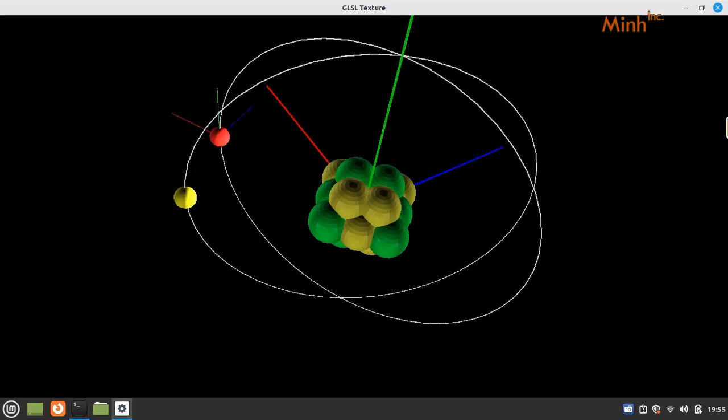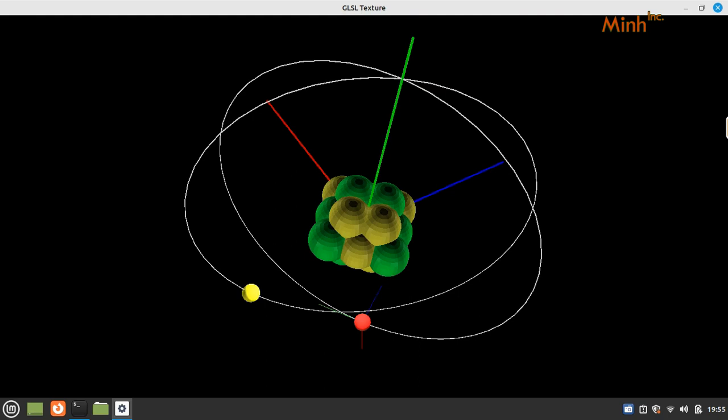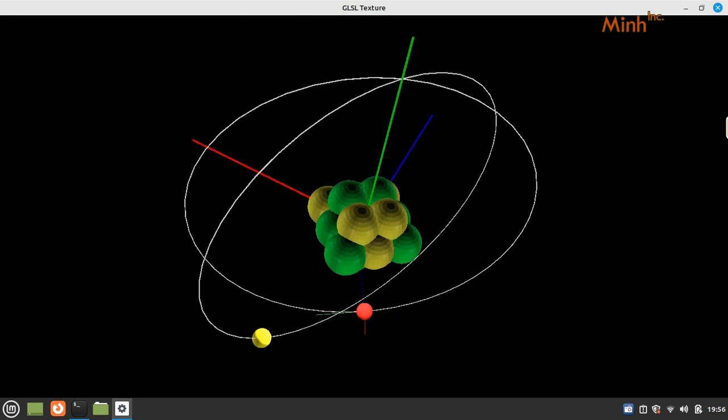Now, yellow would rotate on its own axis, whereas red would rotate on its own axis. If it is not very clear, then we can bring it completely down. And the good thing about this is, we can rotate.